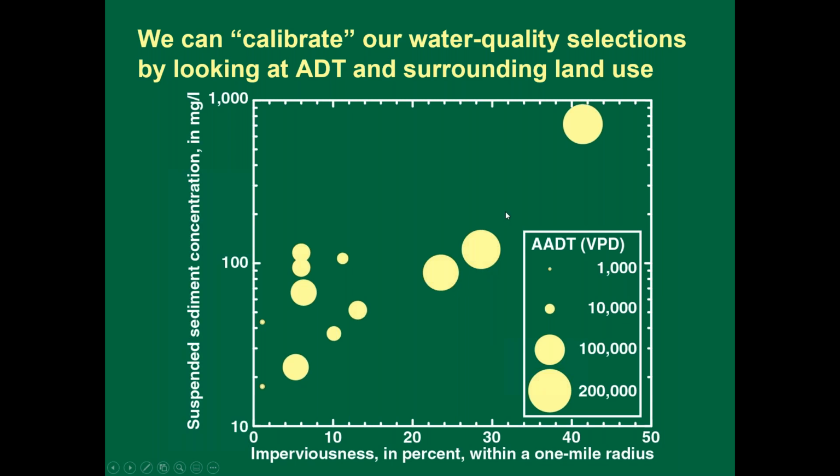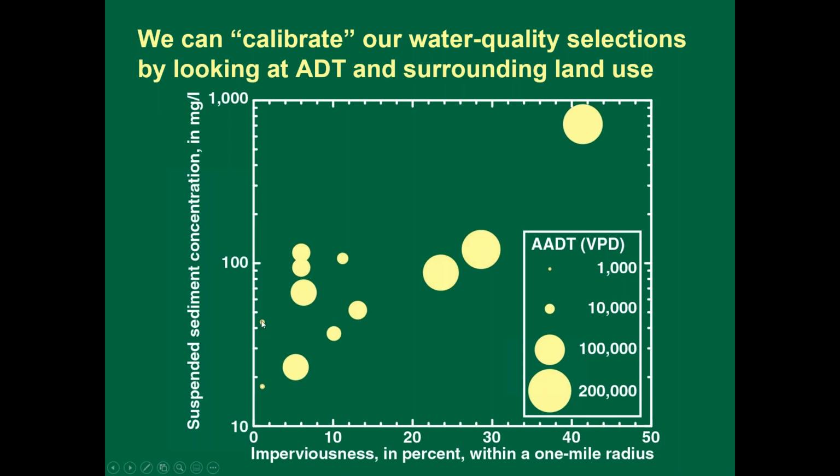And if we jump up sediment concentrations by about an order of magnitude, this is that I-93 site in Boston. So the urban highway is a lot dirtier than the loop road, even though you can see from the diameter of the circles that the average daily traffics are about the same.